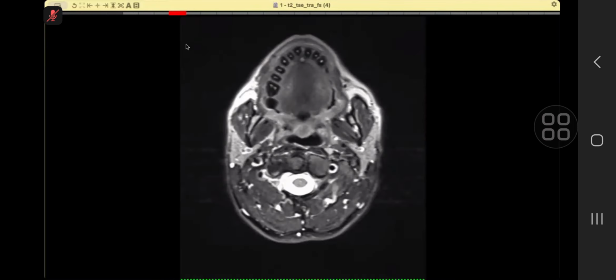Now, this is a 51-year-old male. The patient presents with a small midline upper neck swelling. They did an ultrasound which did not characterize it. So they asked for an MR of the neck. Midline, upper neck. Yeah.